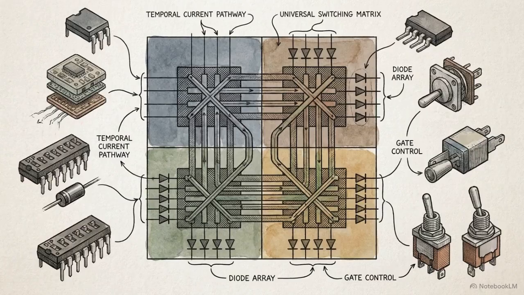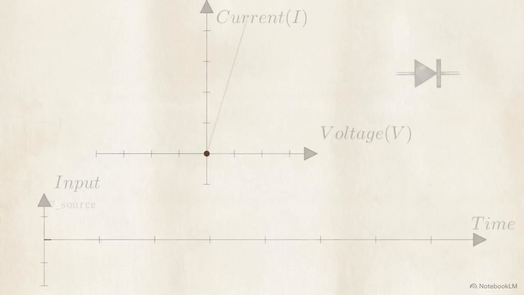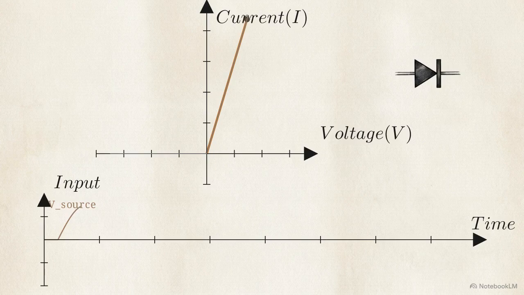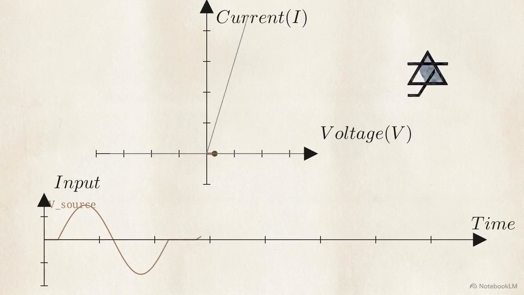Before we can construct the conversion matrix, we have to define the base physical components, the solid-state switches that make this temporal control possible. This plane plots the VI characteristics of the diode. It's an uncontrolled switch, relying entirely on natural polarity. When the sine wave drops below zero, the diode snaps off. This natural turn-off process is called commutation.